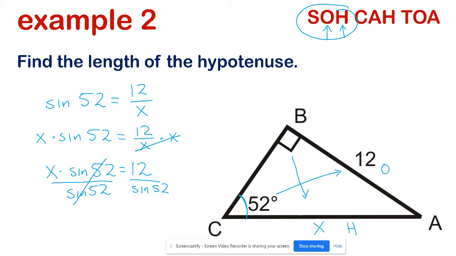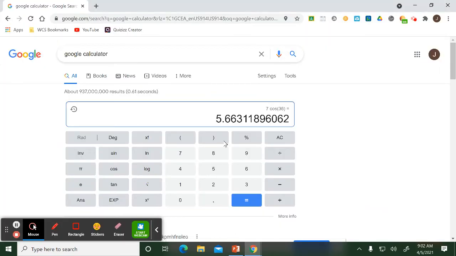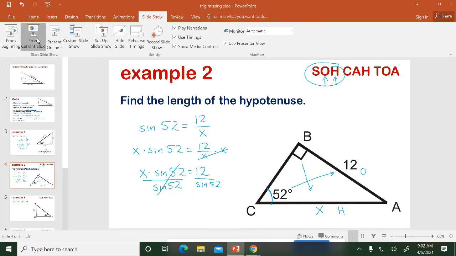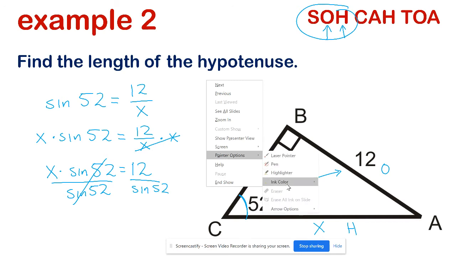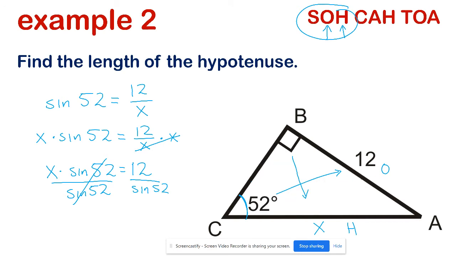So x now is equal to 12 divided by the sine of 52. So again, I'm going to switch over to the Google calculator and work that out. So I have 12 divided by the sine of 52. Again, I make sure it's on degrees, and it's still on degrees, and I'm going to round to the nearest hundredth. So that's 15.228. I'm going to round that to 15.23. So x is equal to 15.23 approximately.